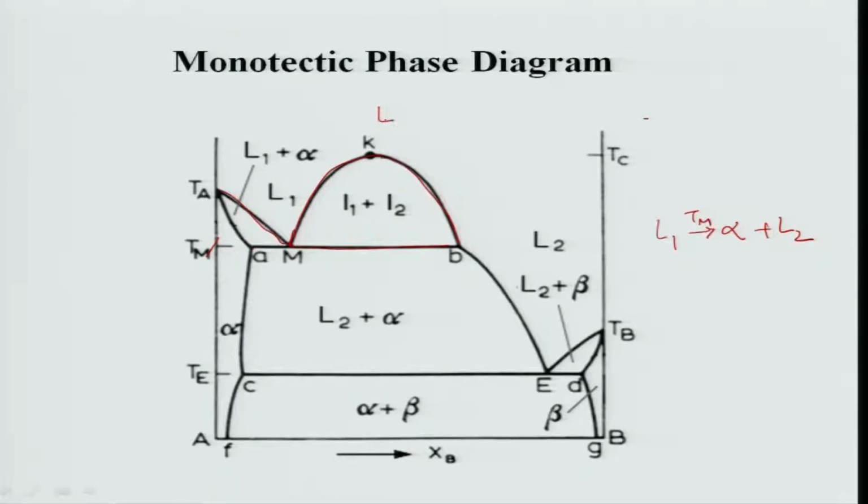That means, if I take a liquid L whose composition lies between M and B, in fact, whose composition lies between A and B, it will undergo miscibility separation. That means, a liquid L will separate into two liquids L1 plus L2 at any temperature below Tc. Tc is the critical temperature. Okay, what is the meaning of that?